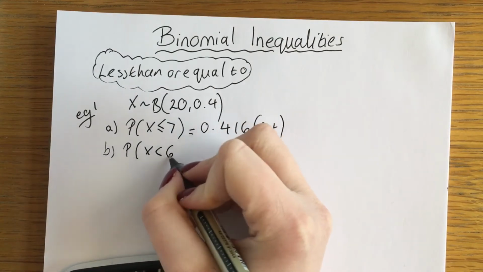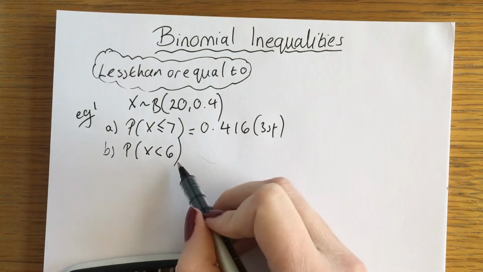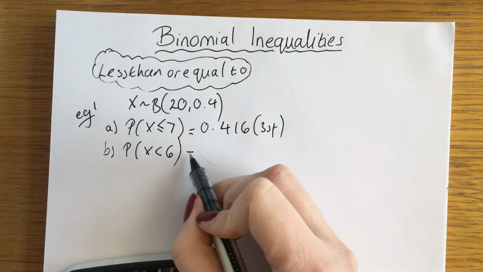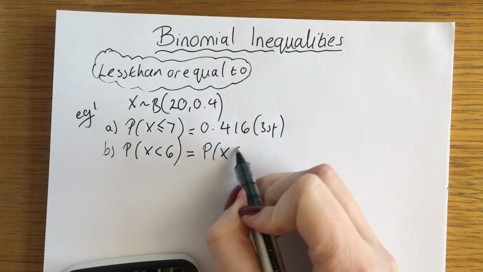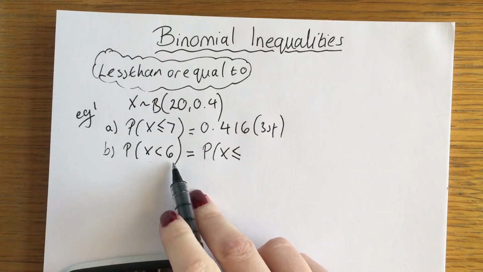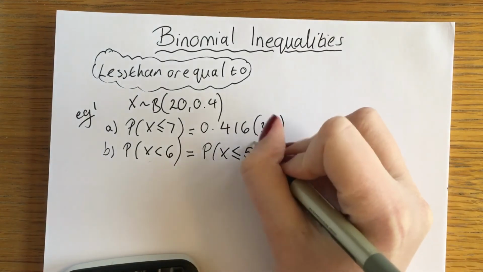Part B. What's the probability that x is less than 6? Now, my calculator doesn't understand this. It only understands less than or equal to. So I need to change this into a form where it's less than or equal to. Well, if I want less than 6, that means I want 5 or less.